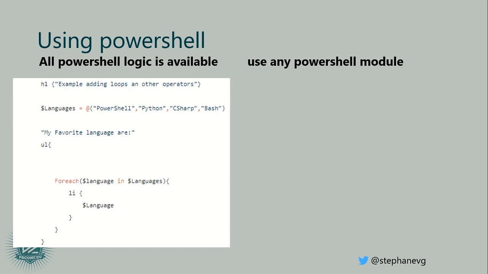So here we see the example. I have my favorite languages, PowerShell, Python, C#, and Bash, which is not actually true. Then we have an unordered list, and then I have a foreach. I simply go through each element in the languages array, and I print out the list item.